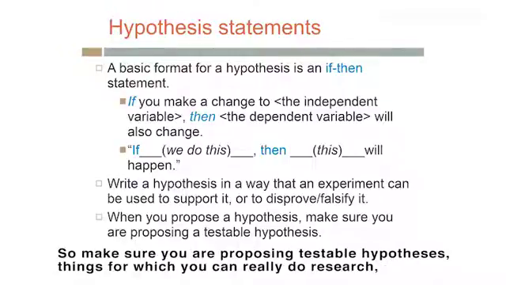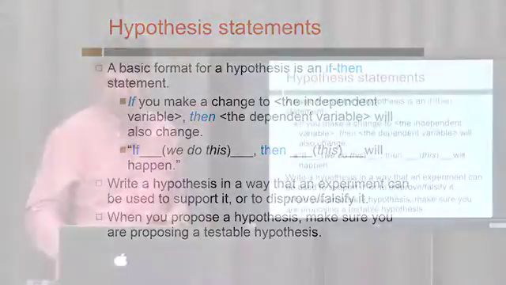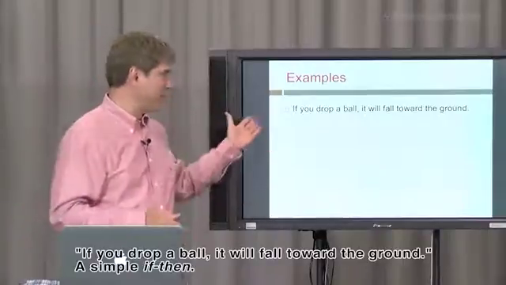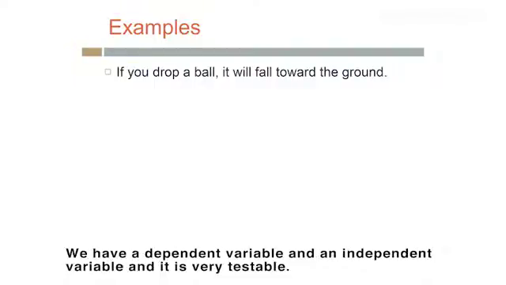So make sure you're proposing testable hypotheses, things for which you can really do research, that you could really do an experiment that would support it or falsify it. Let's take a look at a few simple examples. If you drop a ball, it will fall toward the ground. Simple if then. Okay, we have a dependent variable and an independent variable, and it's very testable.